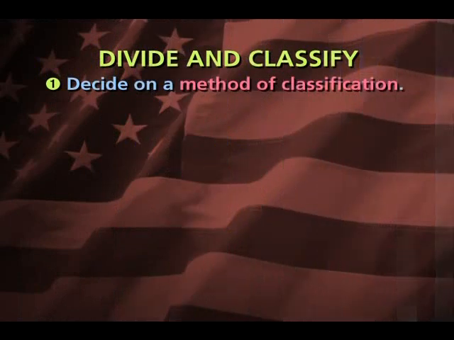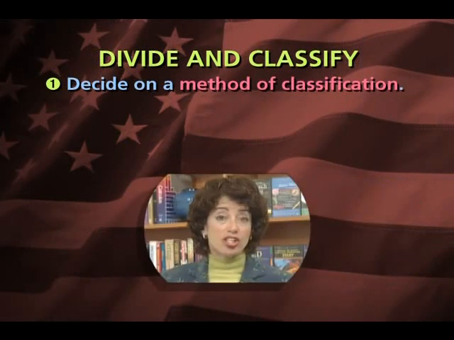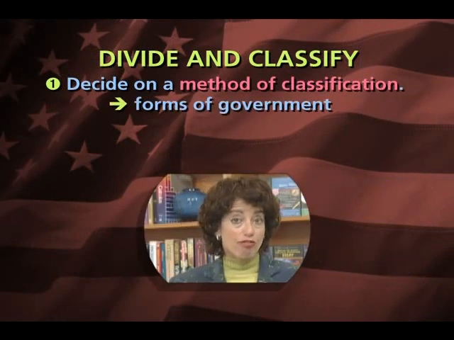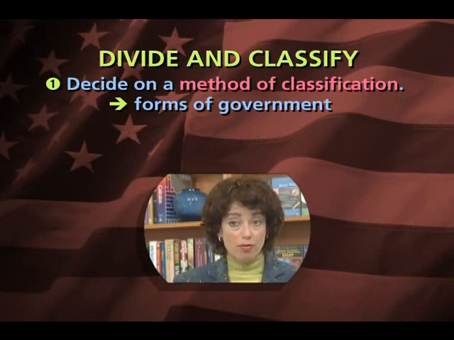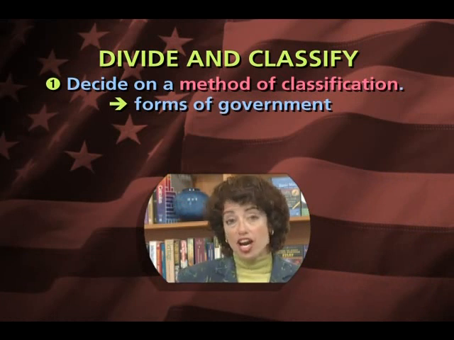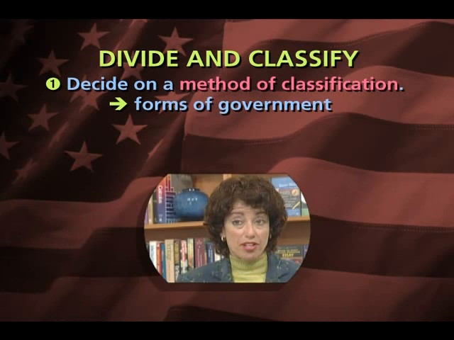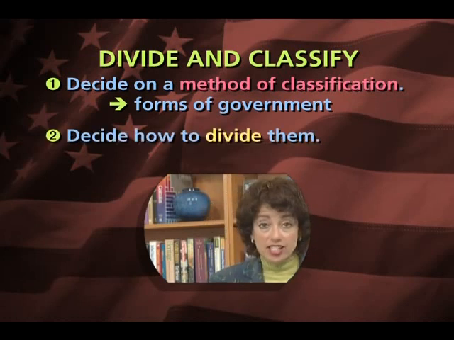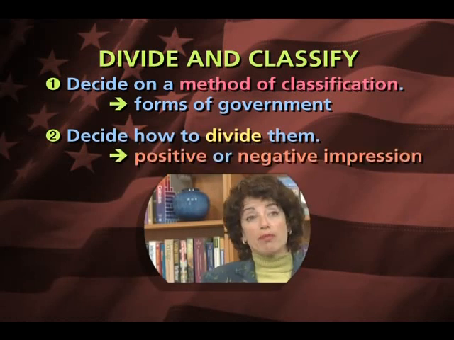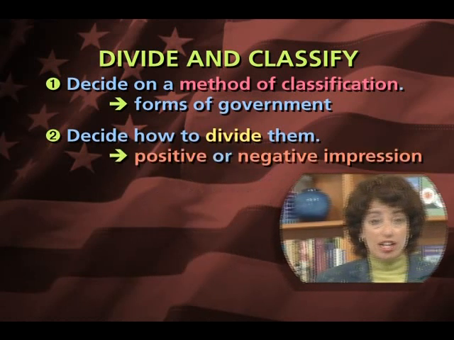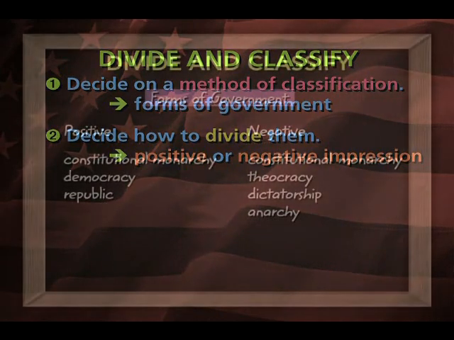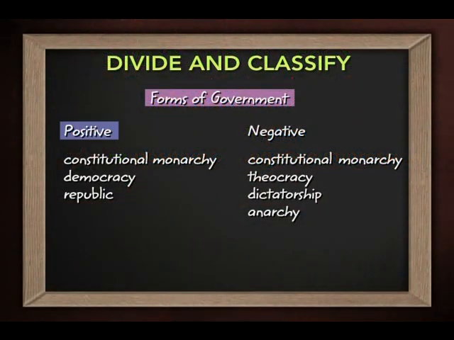Well, first, you decide on a method of classification. I decided to use forms of government because constitutional monarchy, anarchy, democracy, republic, theocracy, and dictatorship, to me, were all forms of government. Next, I had to decide how to divide them. Well, I divided them by whether they had a positive or a negative impression to me. So I made 2 columns, positive on the left and negative on the right.